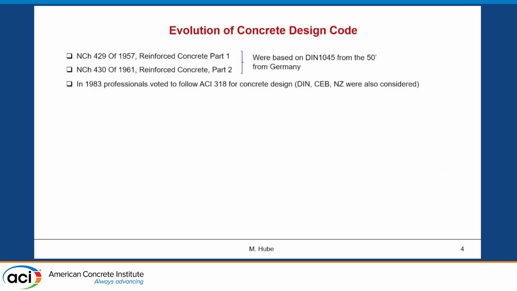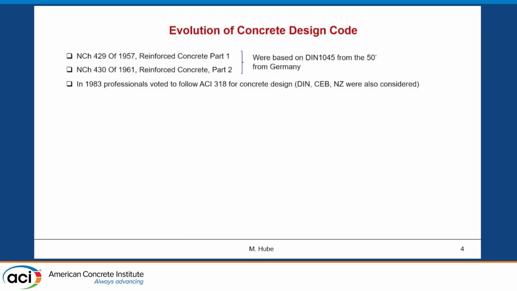All right, so the evolution of concrete codes. We started in the 1950s. We started using German codes. But in 1983, there was a vote between professionals, and they decided that they wanted to follow ACI 318.